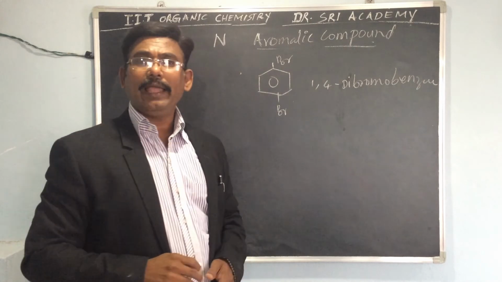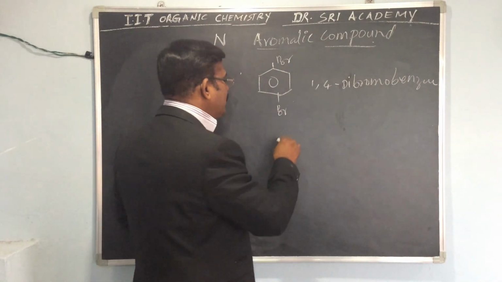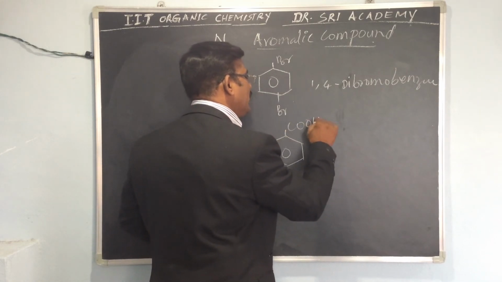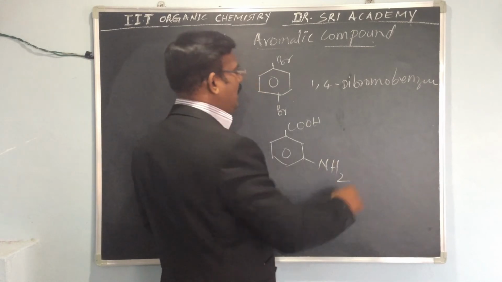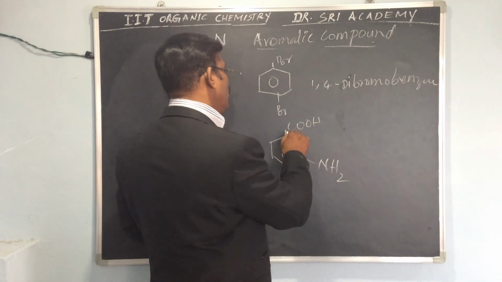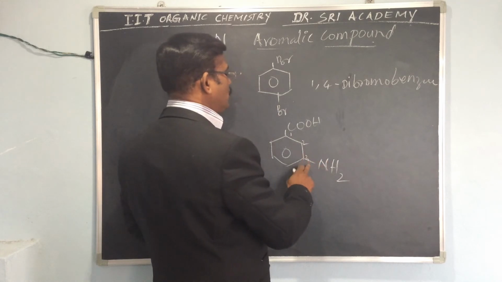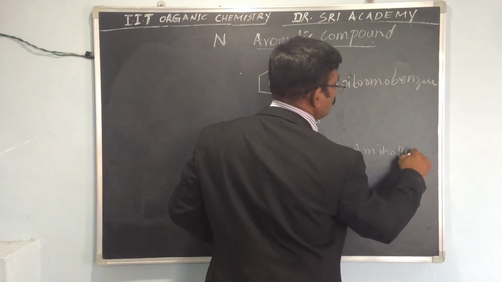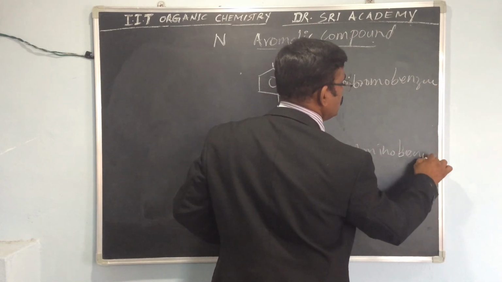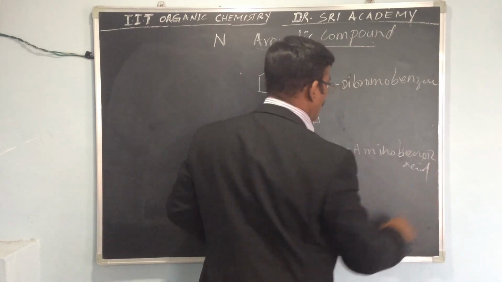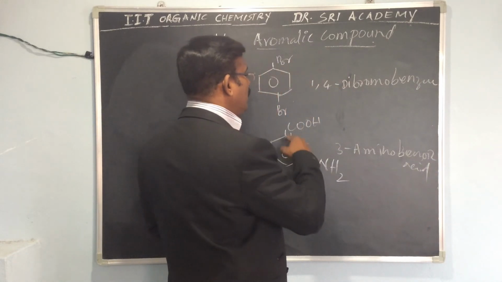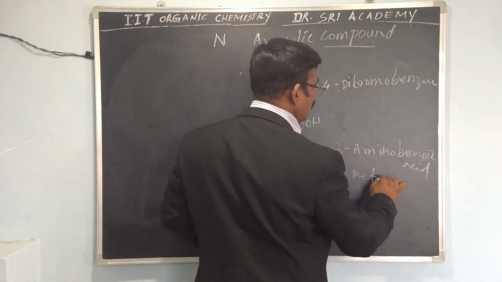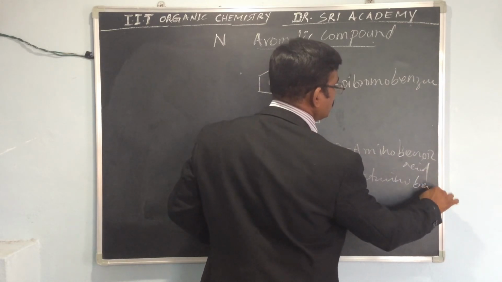If we take 2 different functional groups, for example an acid group and an amine group, we know the acid is the first priority. So you give the numbering 1, 2, 3: 3-amino benzoic acid, or meta-amino benzoic acid. Meta position. So we can write meta-amino benzoic acid.